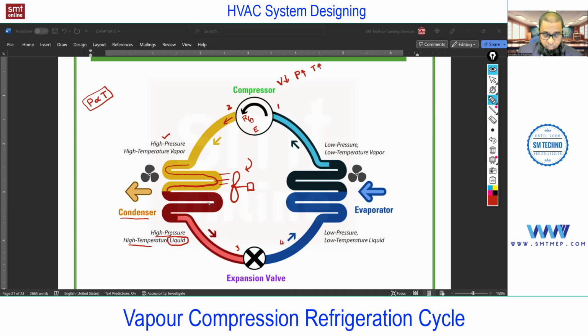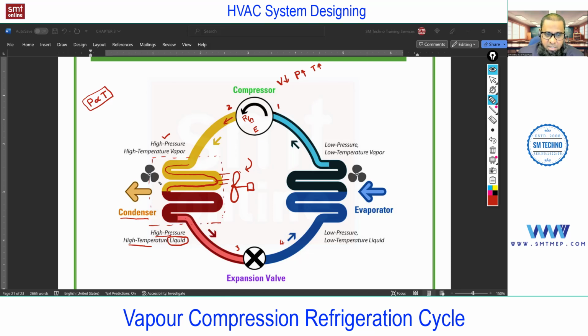Okay, and here is one more important point. If you use this fan to cool the condenser, remember this system, and you can make a note of it also. This is a very important point. When you cool the condenser by using a fan, we call this system an air cooled system.